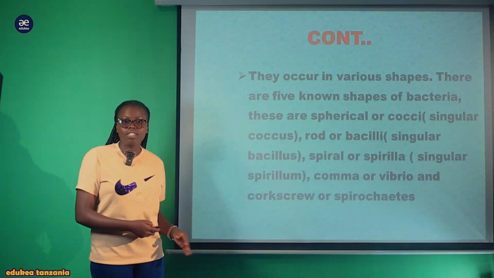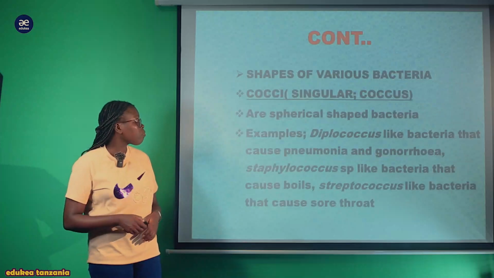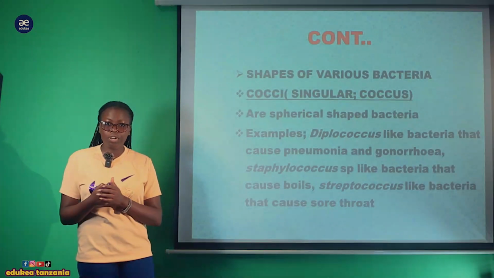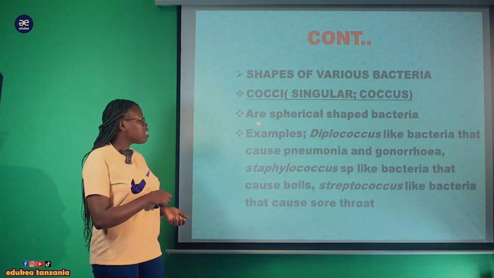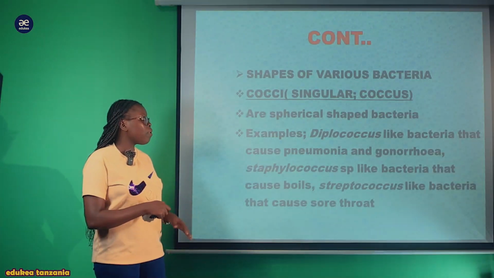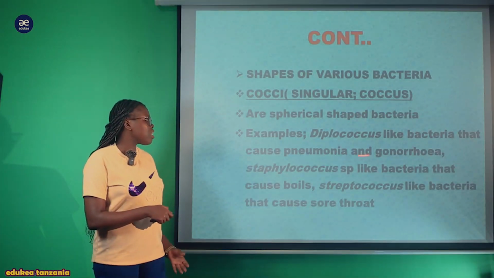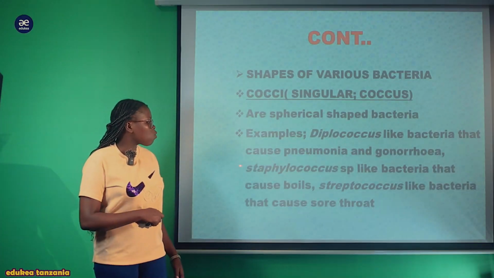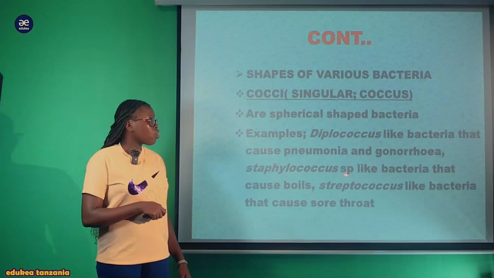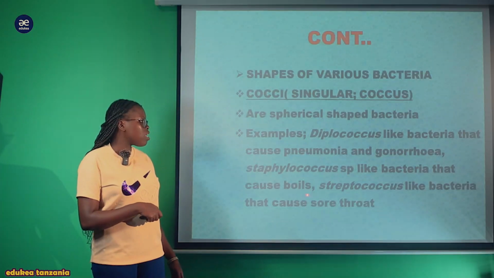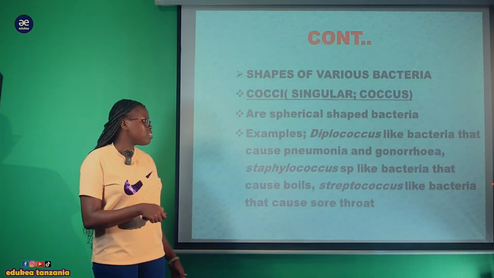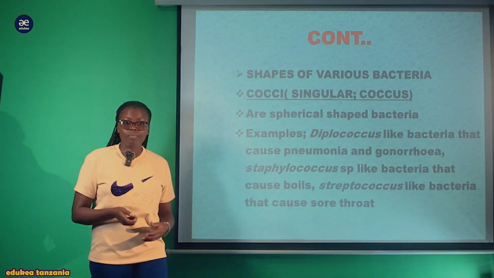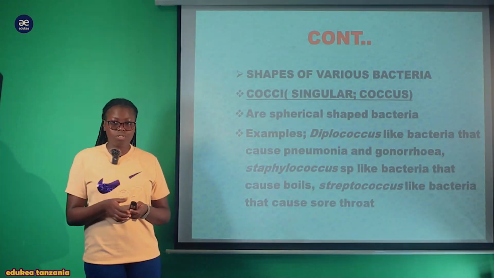Starting with the coccus, which are spherical in nature. Examples are diplococcus, like the bacteria that cause pneumonia and gonorrhea. Also, there is staphylococcus, like the bacteria that cause boils, and streptococcus, like the bacteria that cause a sore throat. Sores in your throat are caused by the bacteria known as streptococcus.